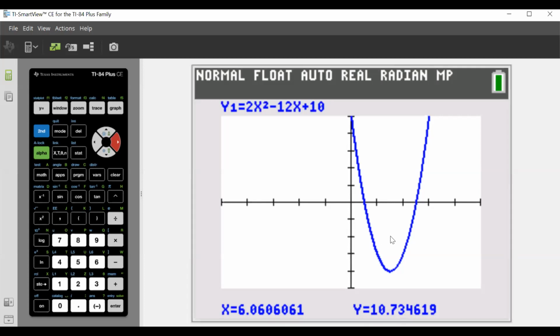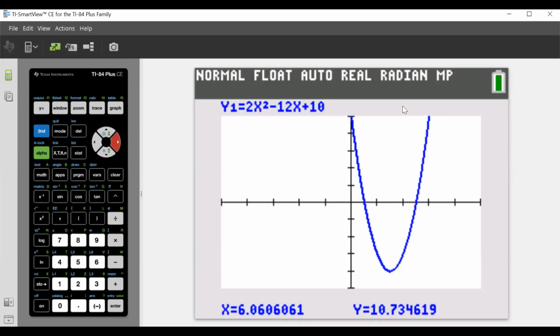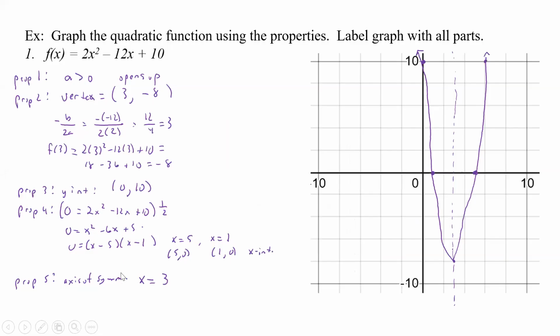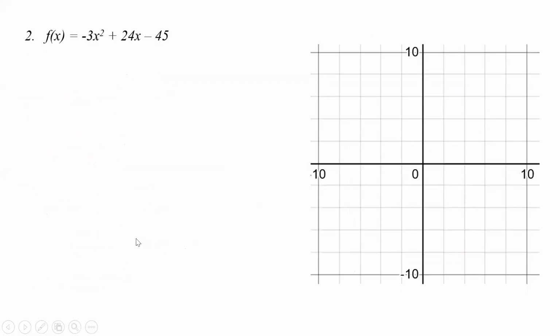And I'm not going to show you all the nuances on how to find each of those points, because we're just doing this by finding all of these and graphing it that way. All right, so again, properties we're going to go through. So what do we have? We have property 1. That says A here is going to be -3, so that's less than 0. So that opens down.